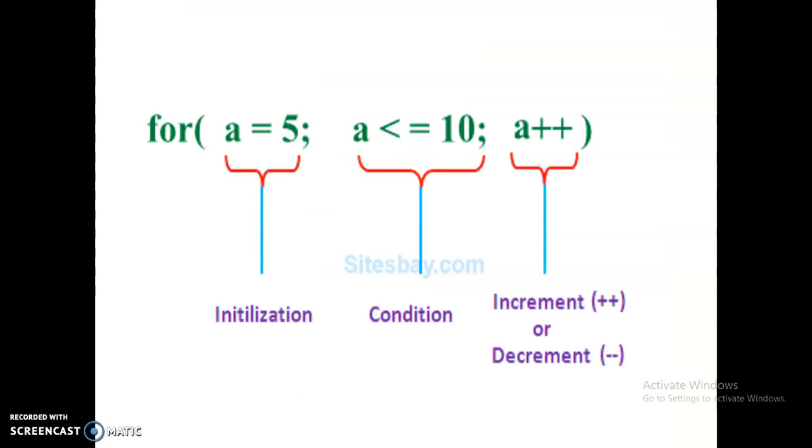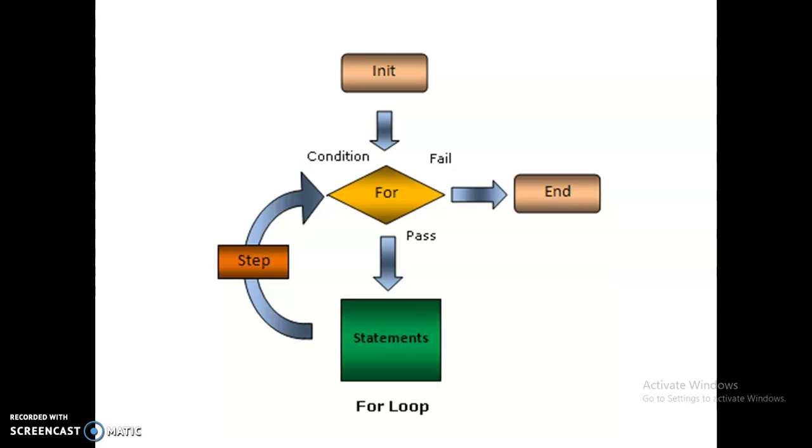So these are the three parts in the for loop. The first is initialization, the second part is the condition, and the third part may be an increment or decrement. This is the flowchart of the for loop, showing how the processing will be done. Initialization happens first, and then the second part is the condition. If the condition is true, it will enter into the body of the loop, that is the set of statements within the curly brace, and then it goes back to the condition a second time.